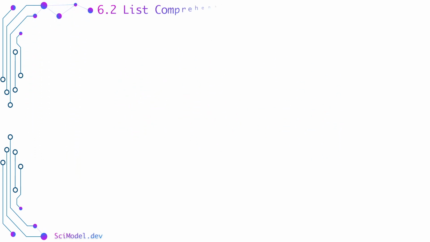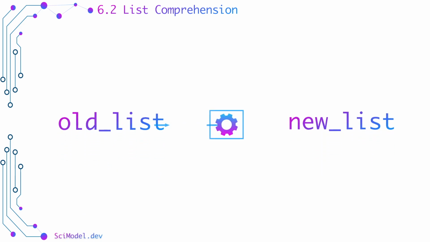In some cases, you want to create a new list from an existing list, so basically, you want to transform the old list to a new list whose values are based on an expression or algorithm of your own. This technique is called list comprehension. So let's see how it works.